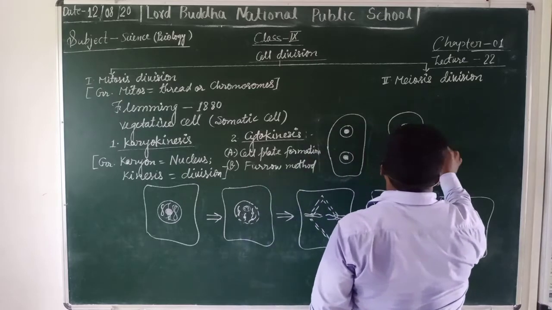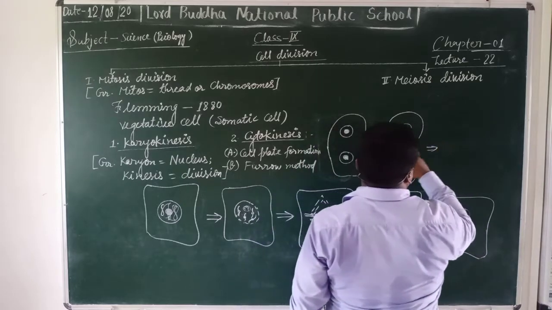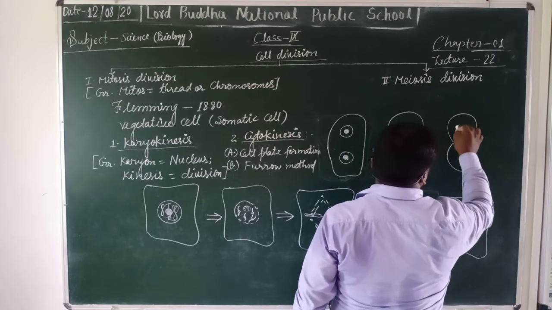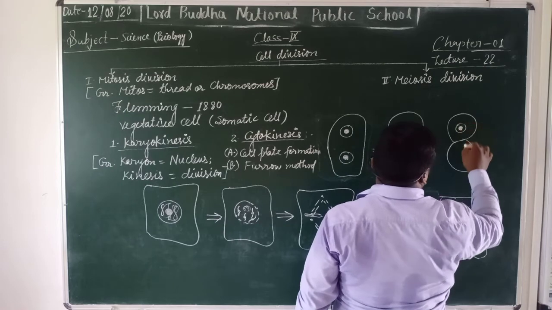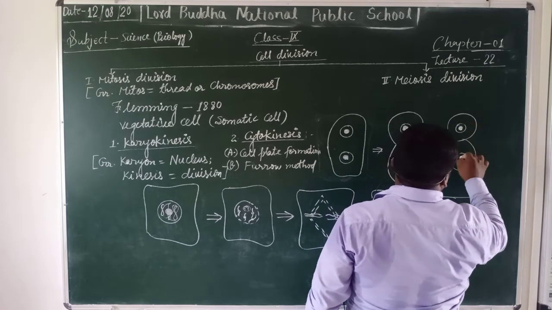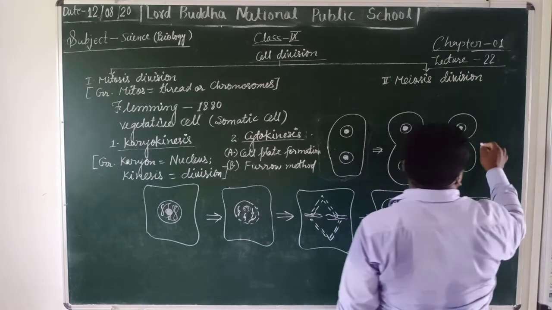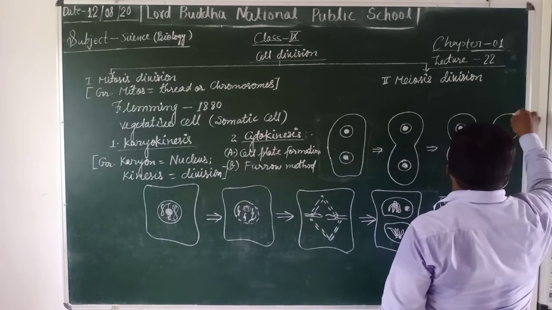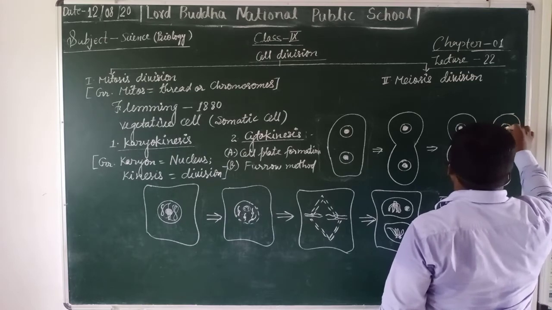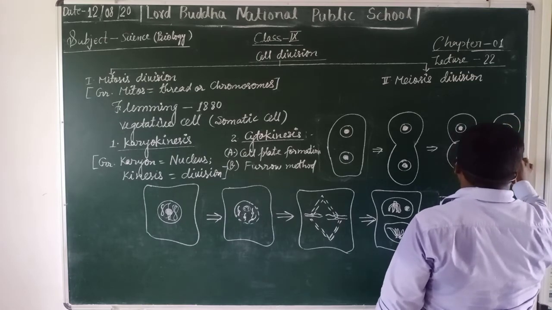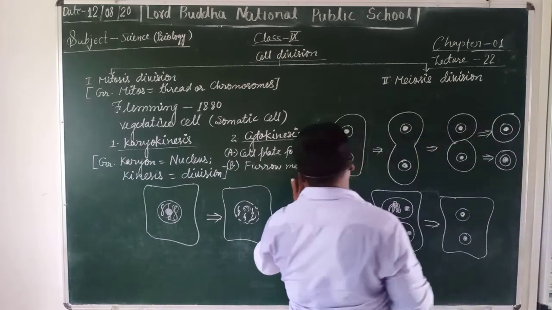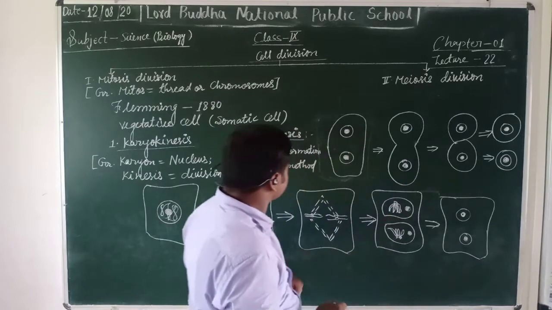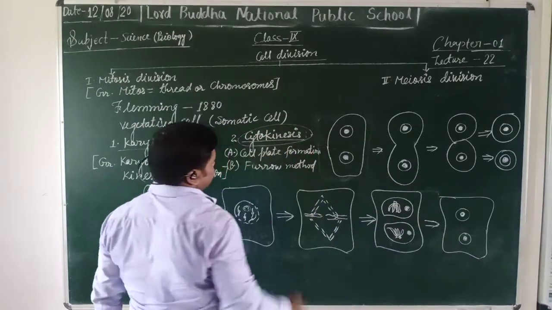Now this compression will be fused with one another, which gives rise to a cell plate like structure. And after that, both individual cells get detached. This process is known as the furrow method, which takes place in animal cells. And this is the step of cytokinesis.